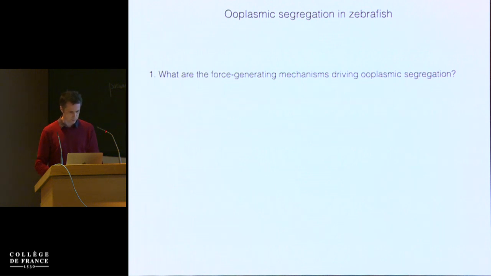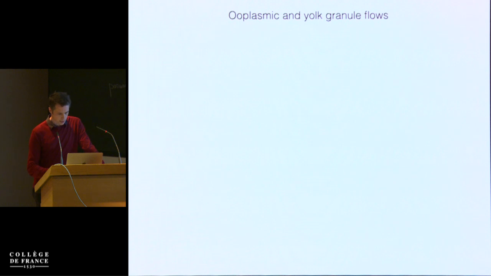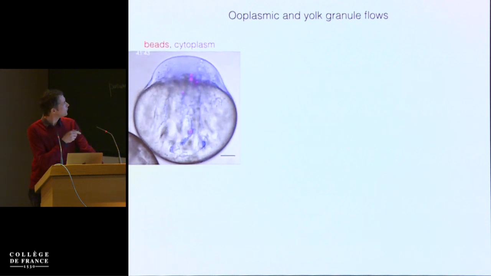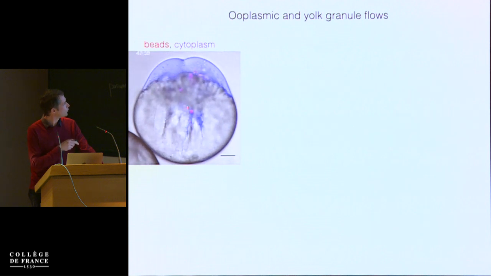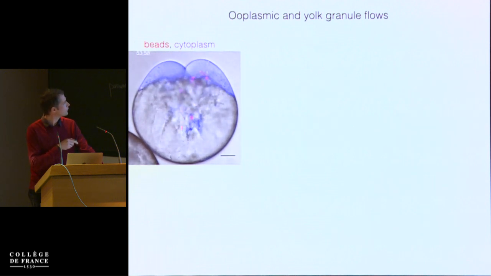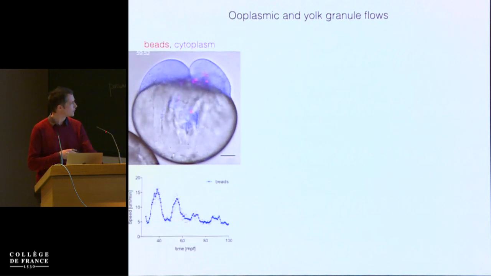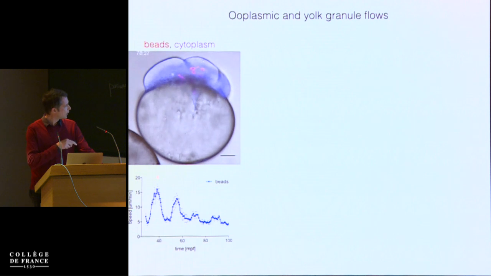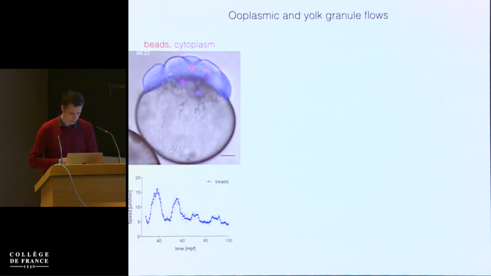Okay. To the first question, what are the force-generating mechanisms driving ooplasmic segregation? We first have to quantify this segregation, this flow process. What we did is we looked at the flow of the ooplasm and the movement of the yolk granules. Here in the ooplasm we have inserted little fluorescent beads to track the flows more precisely, and you can see that these beads are moving upwards. If you quantify these flows, you see that they are oscillatory. They have a certain amplitude, which is decreasing over time, and they have a certain frequency. The frequency of these flows is approximately 20 minutes between two consecutive rounds of flows.